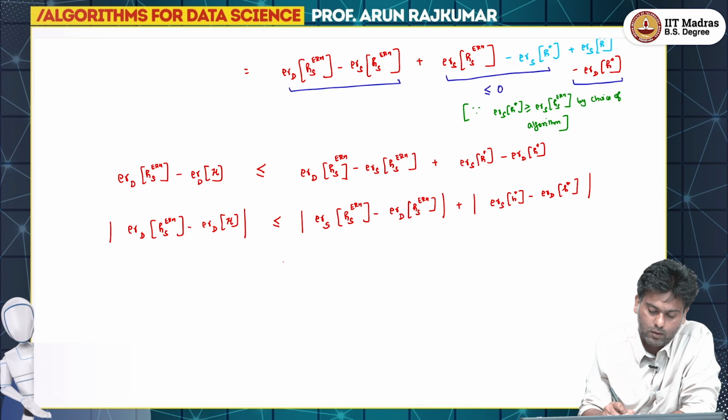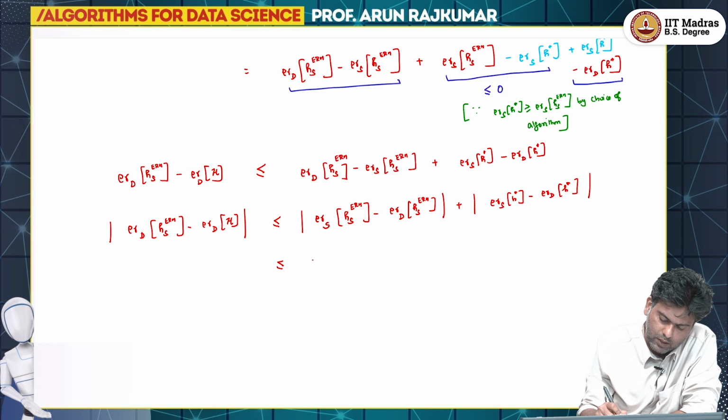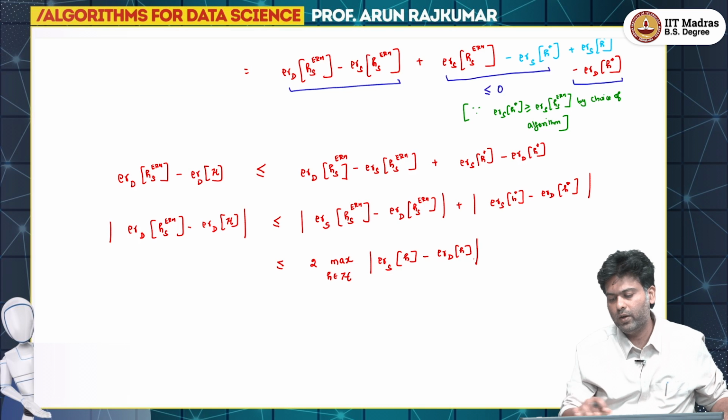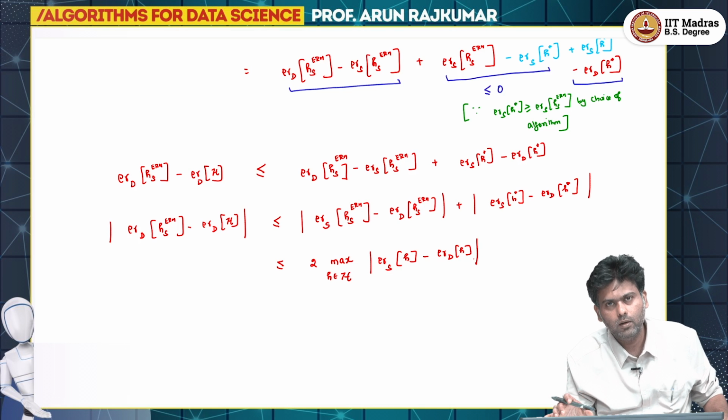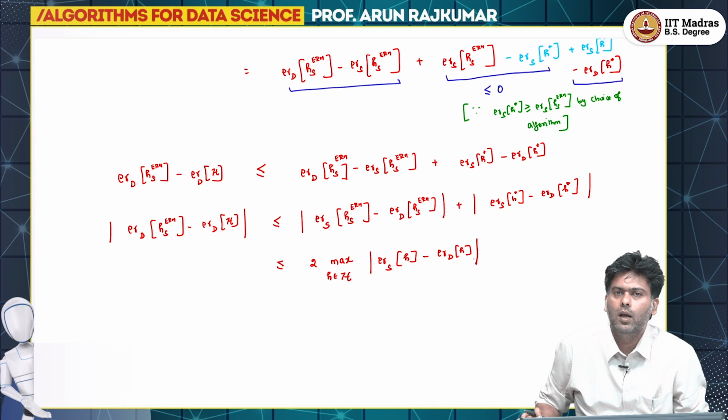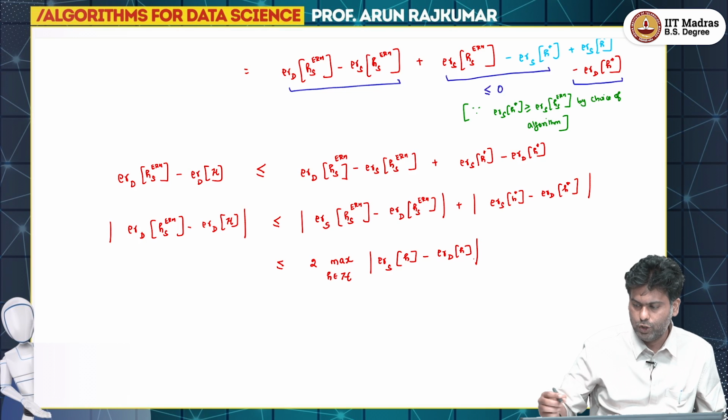What I am saying is that this is just going to be at most 2 times the maximum among all H in H of RD of H, or rather RS of H minus RD of H. Of course, one of these will be bigger, and I can upper bound this by twice that amount, and that can be further upper bounded by the maximum difference between train and test in the whole of my hypothesis class H.